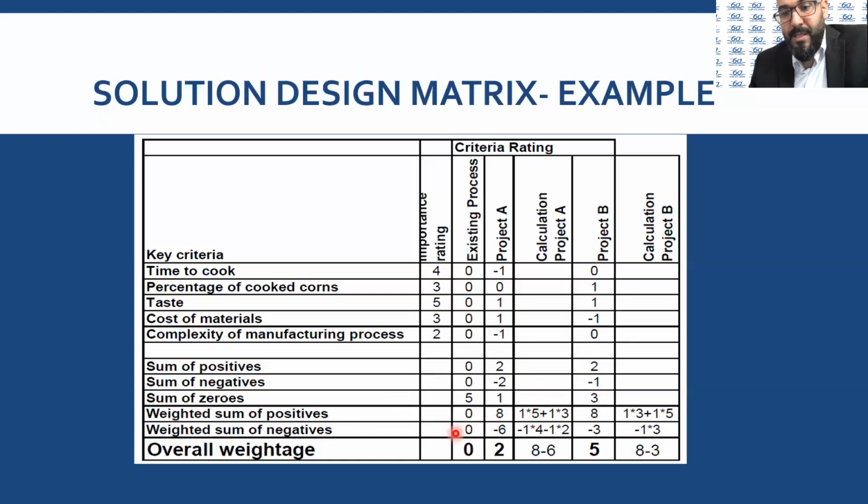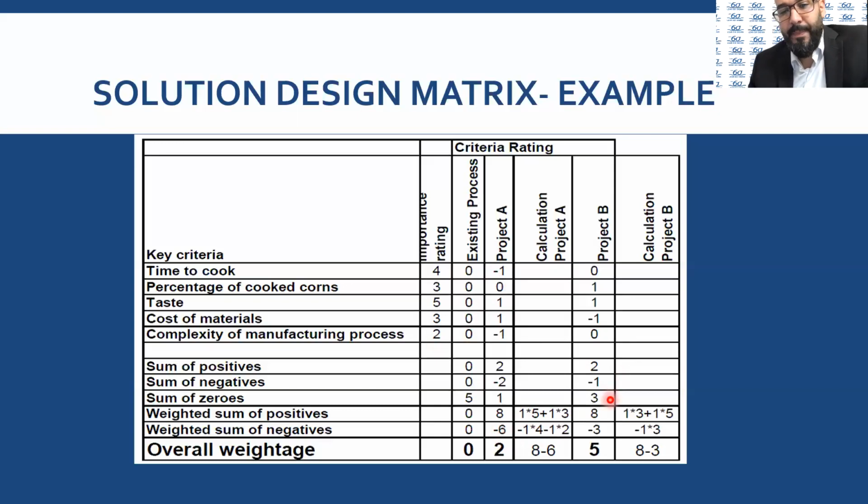The weighted sum of negative would be minus 6. Negative 6. That's coming from minus 1 times 4, minus 1 times 2. Add these together. Minus 4 minus 2. That would be negative 6 in total.